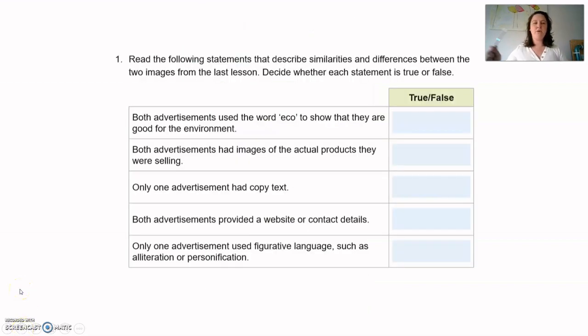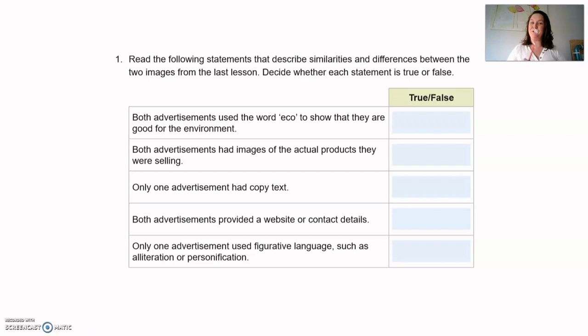All right, first question is asking you to identify similarities and differences between the two images from lesson 1, so your advertisements. So you basically have to answer true or false to these questions. I'm going to read them aloud and then I'm going to shoot off whether they're true or whether they're false. Both advertisements use the word eco to show that they are good for the environment. That would be a true. Both advertisements have images of the actual products they were selling. That would be false.